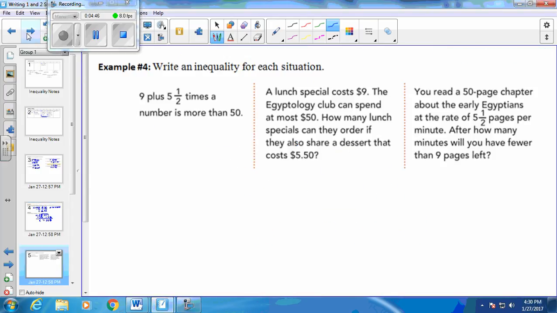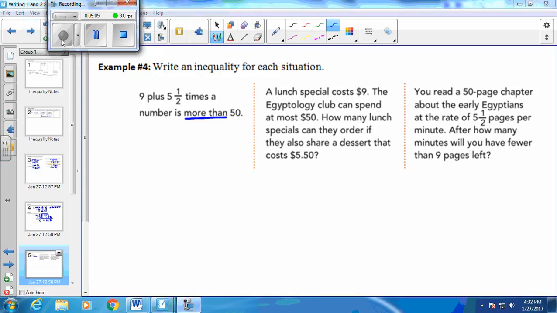All right. So for number 4, they are asking us to write an inequality for each of these situations. We don't have to solve them, just asking us to write them. The first one says 9 plus 5.5 times a number is more than 50. So again, there's that more than, which we need to be careful with.